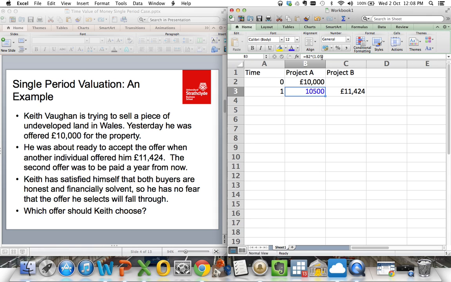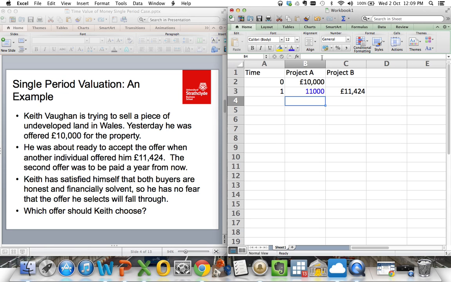Let's assume that you find another bank account that gives you 10%. I've increased the rate, and I've just multiplied the amount by 1 plus the rate of interest. Even with an interest rate of 10%, you're still not getting 11,424. So with this example, project B is better. If you don't know the interest rate, there is no way you can decide with any certainty whether project A or project B is better. And that, as a very simple example, is time value of money.